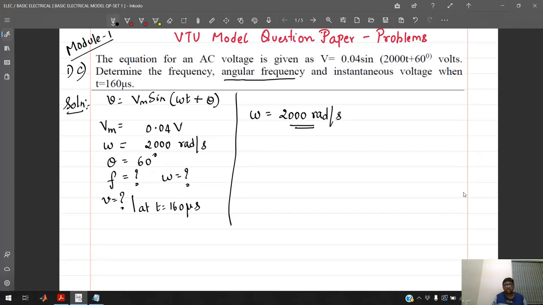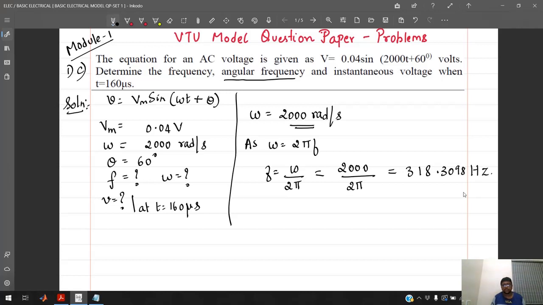Next, you need to determine the frequency. As omega = 2 pi f, which you already know, f = omega divided by 2 pi, that is 2000 divided by 2 pi, where pi = 3.14. If you solve this, you get f as 318.3098 hertz. Always take a precision of 4 digits after the decimal point. So you got the frequency component.